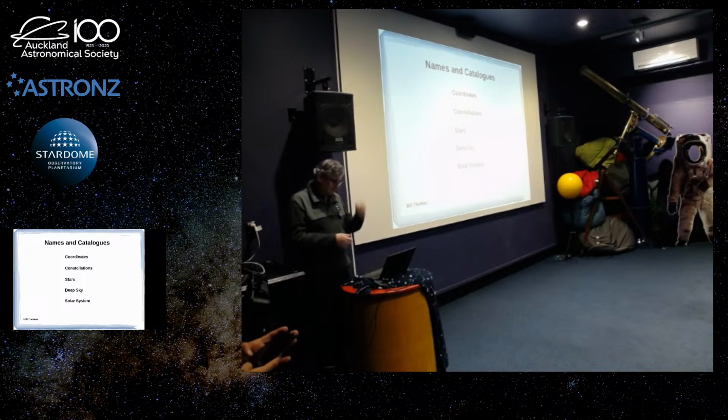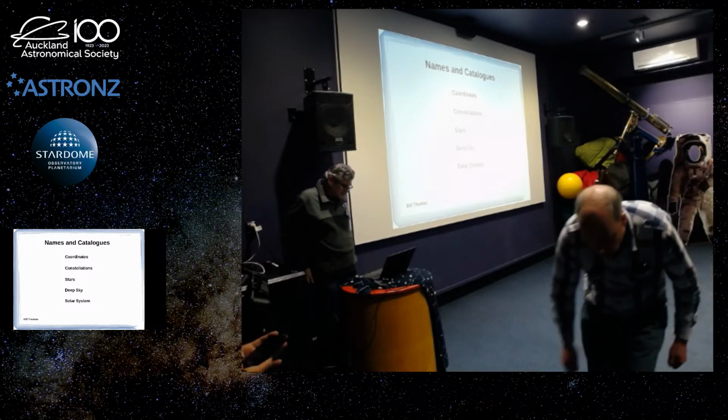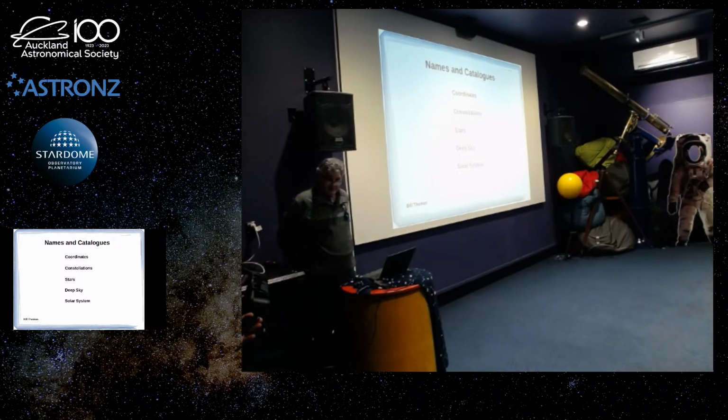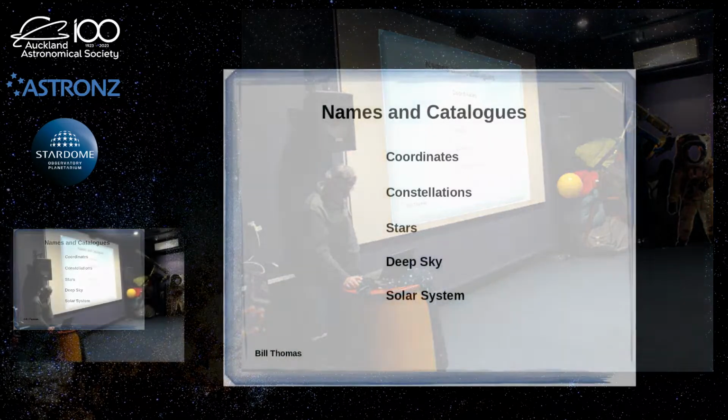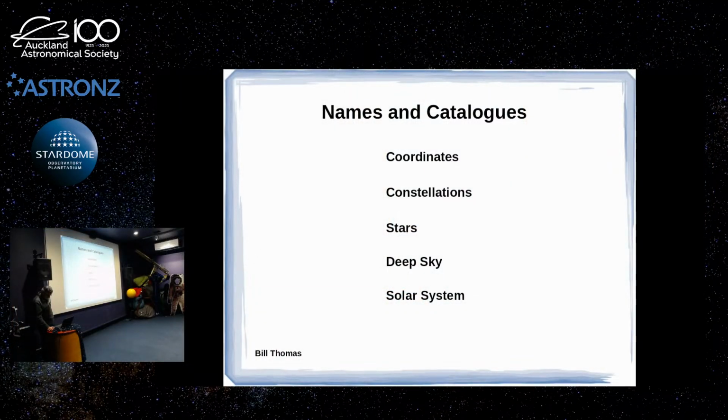Okay, we're going to just have a bit of a discussion about star catalogues, naming conventions, deep sky catalogues. Some of them are a bit confusing, but hopefully we'll be able to demystify some of it. So the first thing I want to talk about, though, before getting on to that, is coordinates.